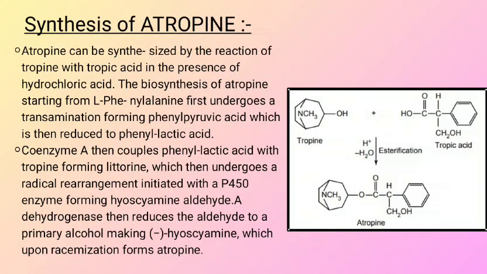Synthesis. Atropine can be synthesized by the reaction of tropine with tropic acid in the presence of hydrochloric acid. The biosynthesis of atropine starting from L-phenylalanine first undergoes a transamination forming phenylpyruvic acid, which is then reduced to phenyllactic acid. Coenzyme A then couples with phenyllactic acid and tropine forming littorine, which then undergoes a radical rearrangement initiated with the P450 enzyme forming hyoscyamine aldehyde. A dehydrogenase then reduces the aldehyde to the primary alcohol making L-hyoscyamine, which upon racemization forms atropine.